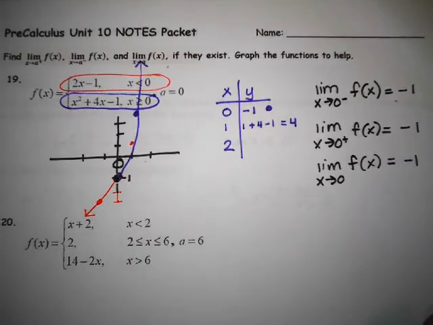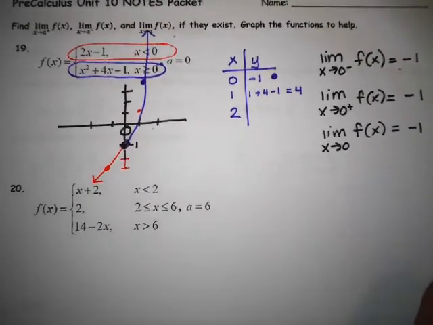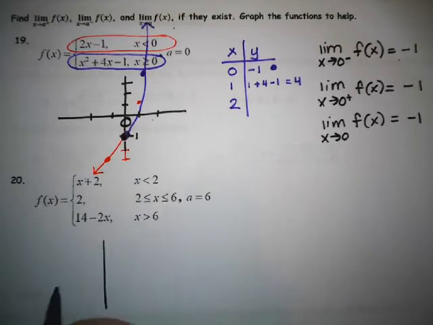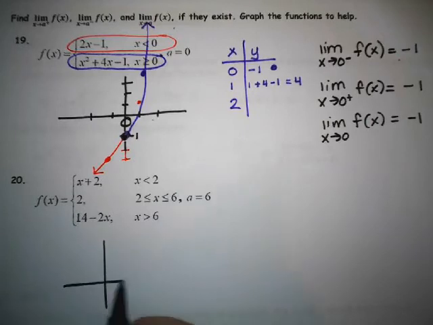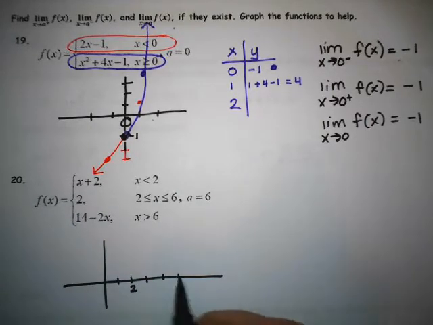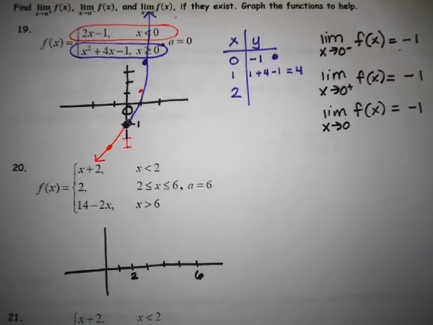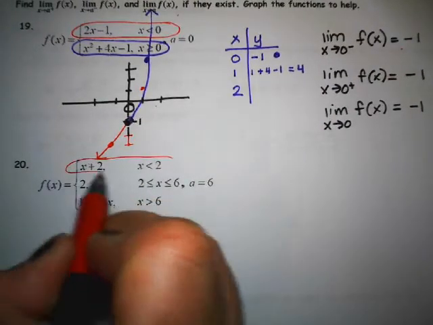Okay, let's try number 20. Number 20 has 3 pieces to the function. Piecewise graph with 3 things. So I'm going to set up my xy axis. I notice that 2 and 6 appear to be pretty important numbers according to the way that the piecewise function is defined. So the first thing that I'm going to graph is this right here.